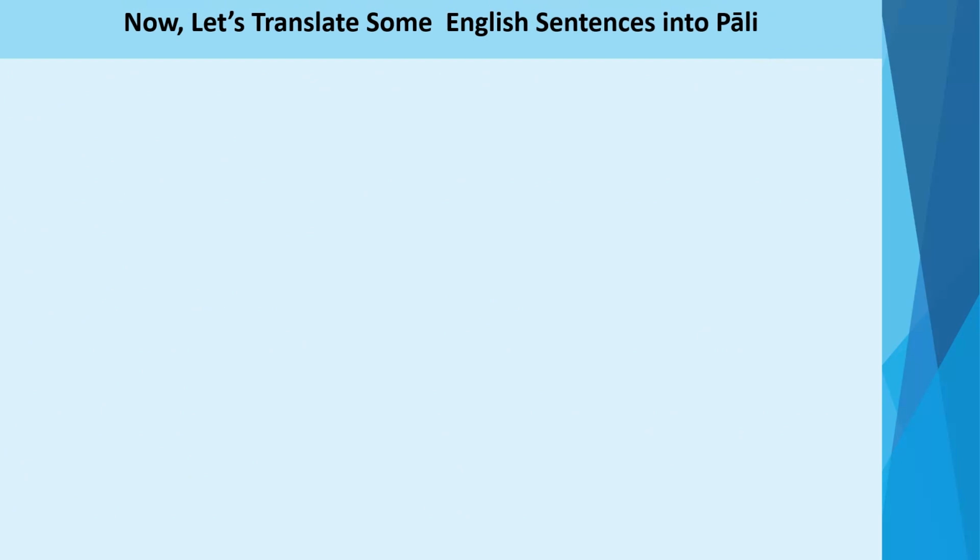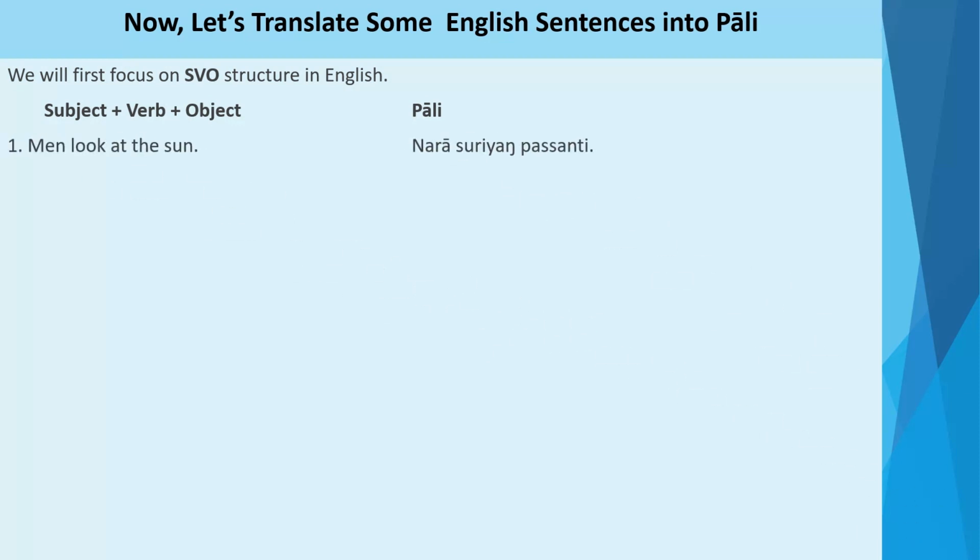Now let's translate some English sentences into Pali. We will first focus on SVO structure in English. Subject, verb, object. You all know that is the usual sentence pattern in English. Look at these sentences. Men look at the sun. Nara suryam passanti. The boy goes to school.